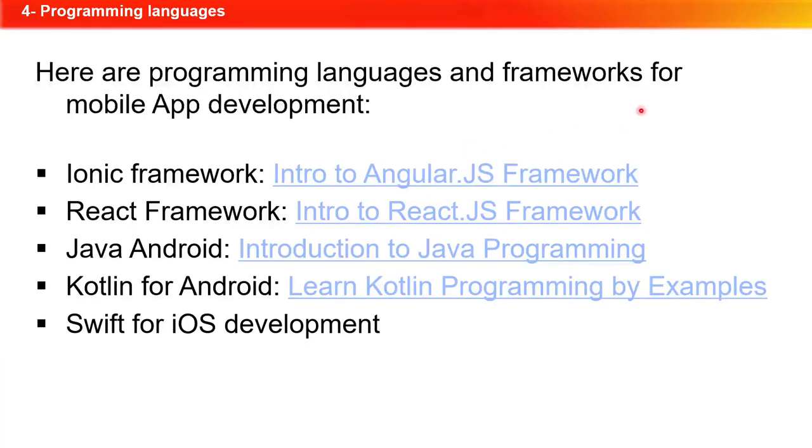Here are some programming languages and frameworks for mobile application development. We see here the Ionic framework, the React framework, Java for Android, Kotlin for Android, and Swift for iOS. Again, Android is for Android phones or devices, and iOS is for Apple devices. Please consult your learning materials for any training information for any of these frameworks or programming languages.